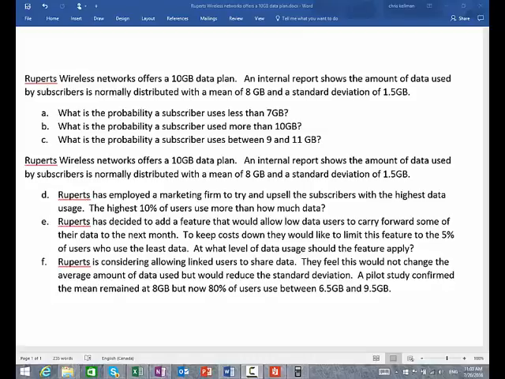The three things that we want to get out of the first read through are the mean, 8 gigabytes, the standard deviation, 1.5 gigabytes, and the fact that it's normally distributed, which means that we can use the normal distribution. And we'll bounce back and forth and use the table. The first question says, what is the probability a subscriber uses less than 7 gigabytes? I'll put out an approach, and as always, you're welcome to use your own method as long as I understand it.